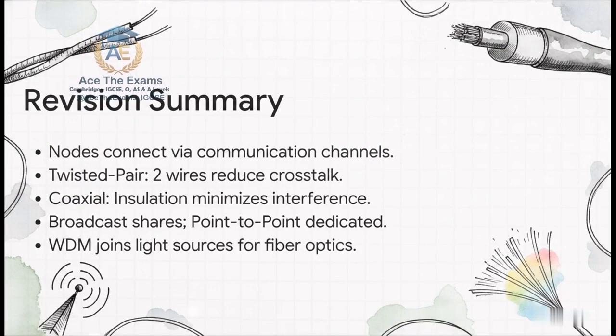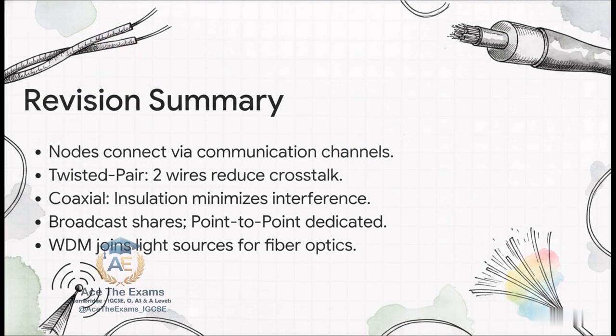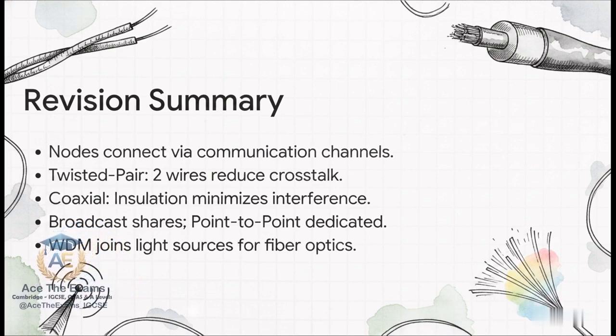Let's do a super quick, rapid-fire revision of the precise terminology you need to take away from this explainer today. First, networks are nodes connected by communication channels. Second, twisted pair uses 2 wires to reduce crosstalk, hitting up to 100 Mbps. Third, coaxial uses an insulating layer to minimize interference, reaching an awesome 500+ Mbps. Fourth, broadcast networks share a single channel, while point-to-point networks use dedicated circuits. And finally, WDM joins light sources using a multiplexer to unlock the massive data rates of fiber optic cables.